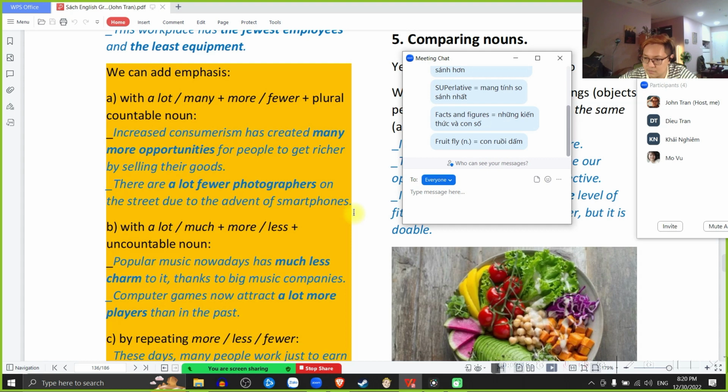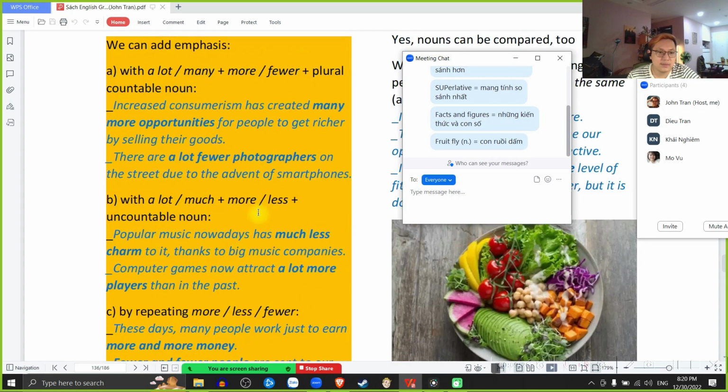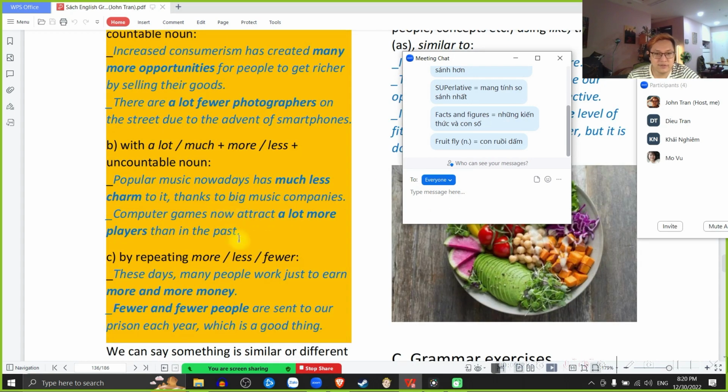Computer games now attract a lot more players than in the past. Okay, now bây giờ chúng ta see luôn đi. By repeating more, less or fewer. These days, many people work just to earn more and more money. Fewer and fewer people are sent to our prison each year, which is a good thing.